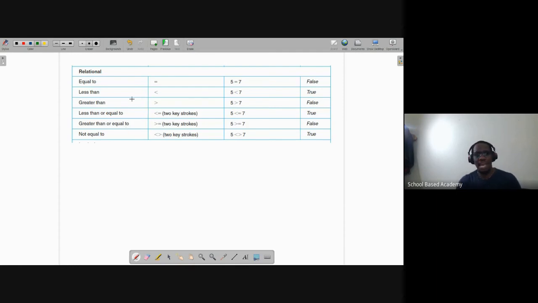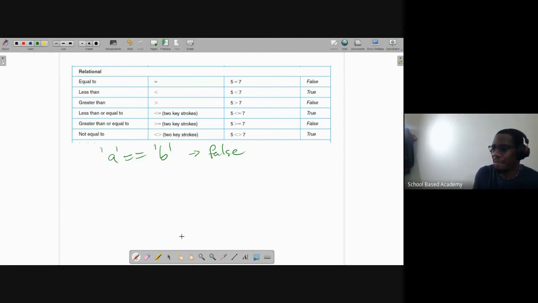So we have equal to. I like to put 2 equal signs because this is what we would use in C. So we can have A is equal to B. The result of this is going to be false. The character A is A. I'm comparing it to B, but it's not the same as B, so they're not the same thing.